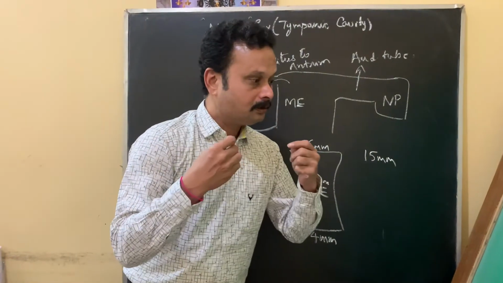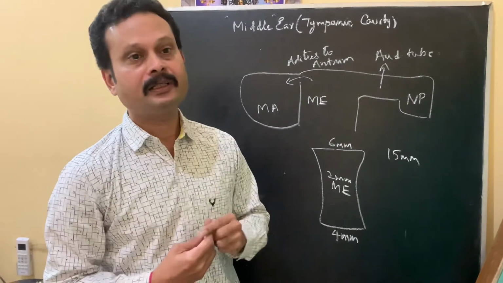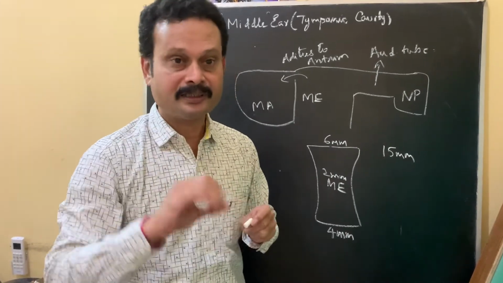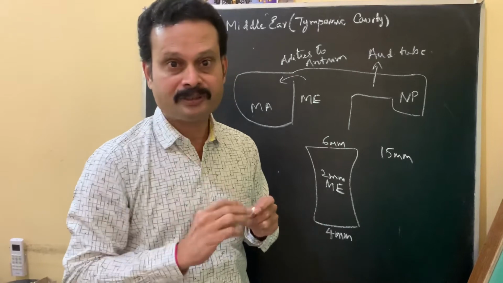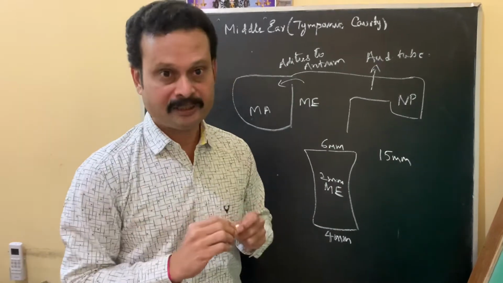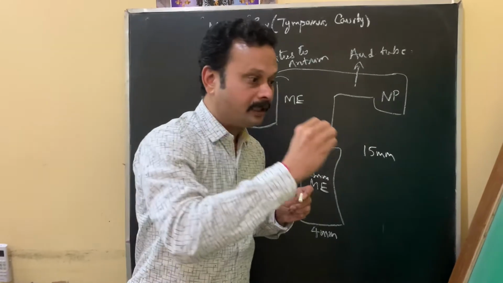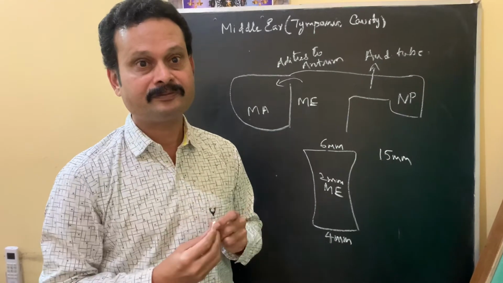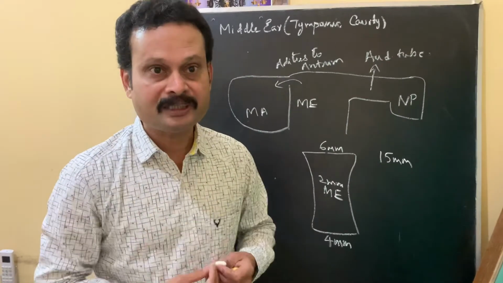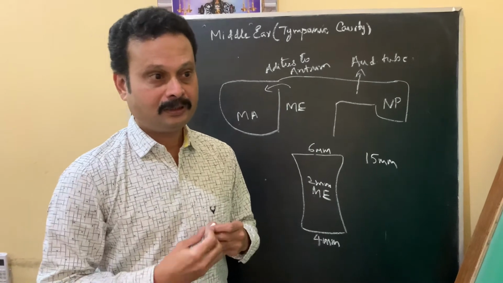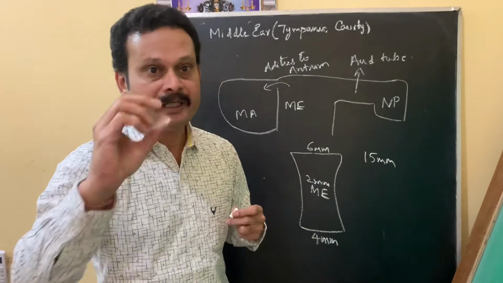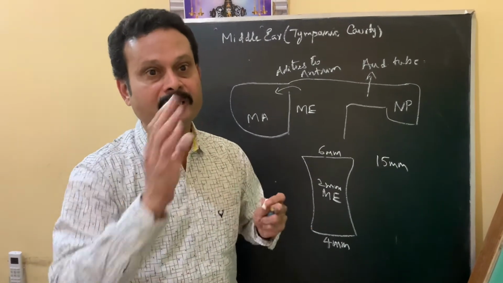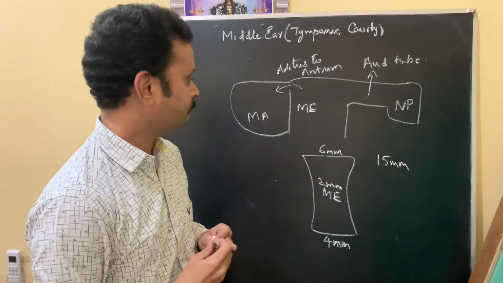Now, contents. What does the middle ear contain? It contains a chain of ear ossicles, that is malleus, incus and stapes, articulating with each other. It also contains muscles like tensor tympani and stapedius. It also contains some blood vessels and nerves. By the articulations between the malleus, incus and stapes, the sound vibrations are amplified in the middle ear and conducted to the internal ear.